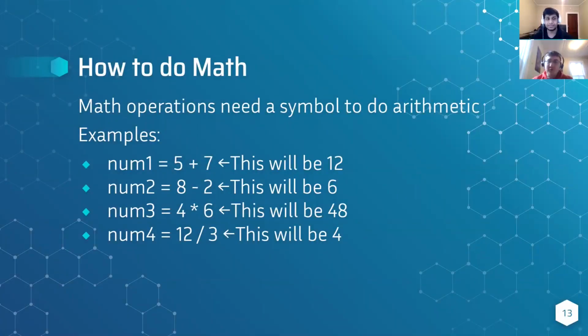In Python, we will use symbolic algebra that's very similar to anything you probably would have done before. As you can see from the examples on the screen, for the simple operators, we use the plus sign to denote addition, minus for subtraction, the asterisk for multiplication, and the front slash for division. So if you just do something like 5 plus 7, the num1 variable will be stored the value, which is 12, and so on for the rest of the examples.